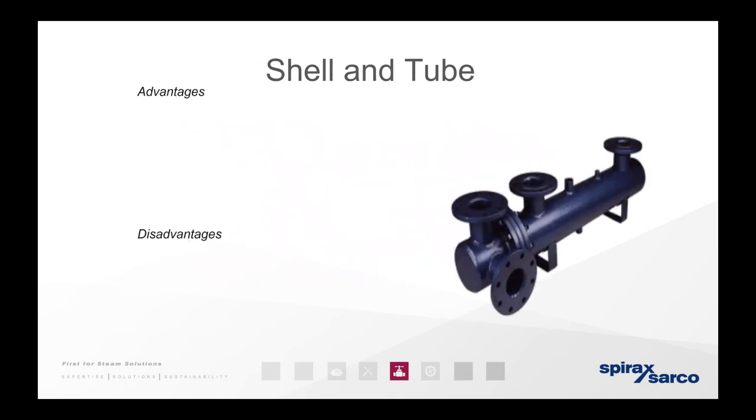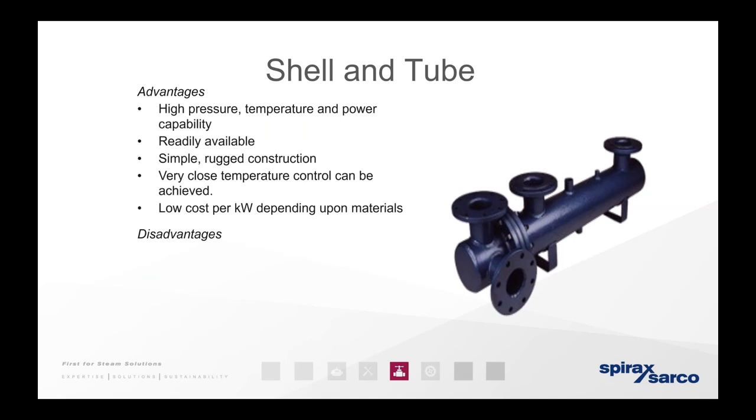So advantages and disadvantages to a shell and tube. These are designed for higher pressure and temperature and power capability. Readily available, these things tend to be manufactured by many different manufacturers. They're very simple because of the thick material they use, the way that they're built. They're quite rugged, quite tough. A very close temperature control, so it can be very accurate, and low cost per kilowatt depending on the materials. So depending on what the materials of the shell and tube are.